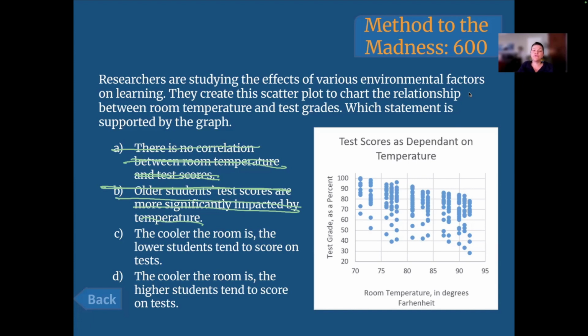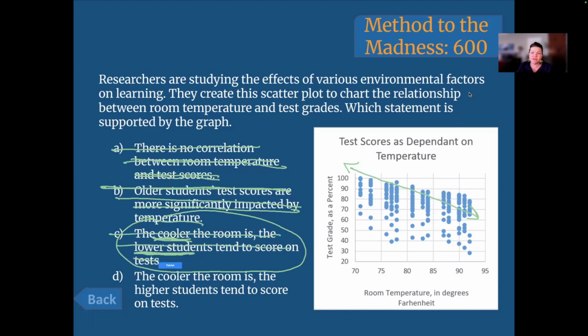So, C, the cooler the room is, the lower students tend to score on tests. No or maybe? I think no, that would be incorrect because it looks like the scores are higher the cooler the room is. We see this negative correlation. We see this general sloping down. Absolutely. And if you look at this statement, it's a low with a low. See it paired with the cooler the room is, the lower students? That's a sign of a line going up. A line going up matches low with low, high with high. But a line going down, you're right, that's not what we see going on.